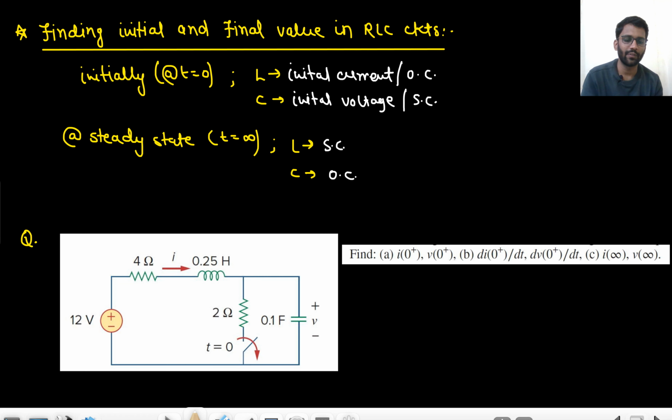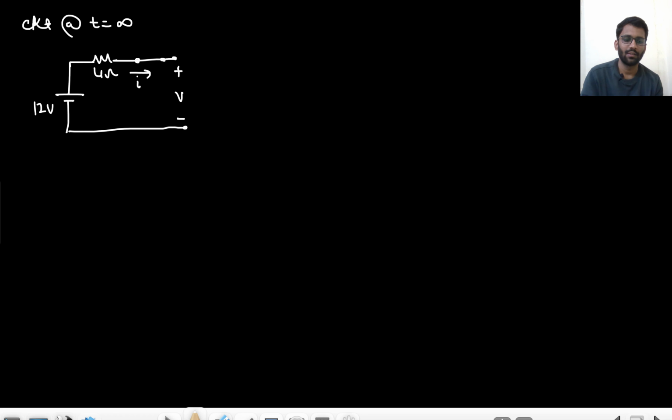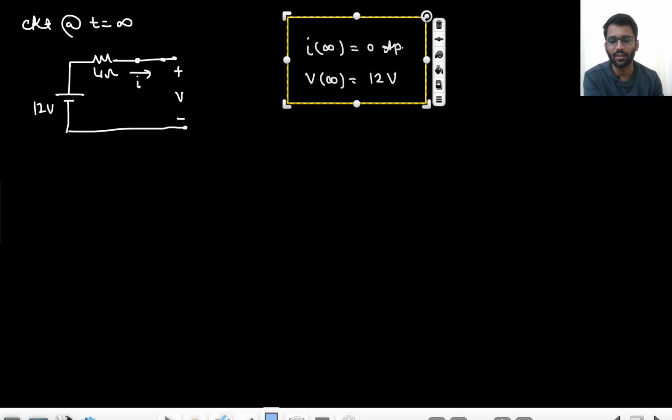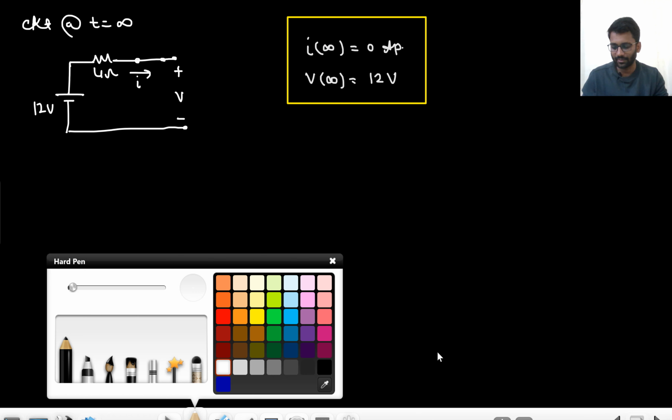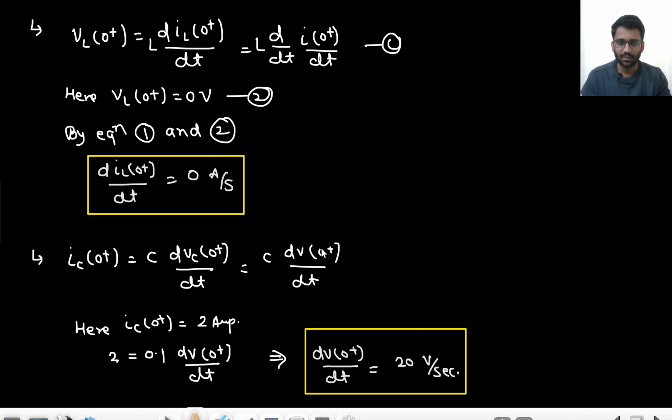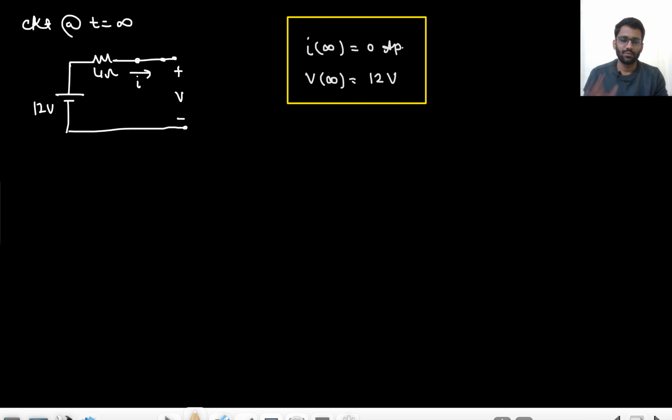What do I need to find? I of infinity and V of infinity. So tell me what is the value of I of infinity? That is 0 ampere. What is the value of V of infinity? That is 12 volt. That's it. This is my final answer. Okay. This question was a bit easy. Let me just check my answers. Yeah, all correct.